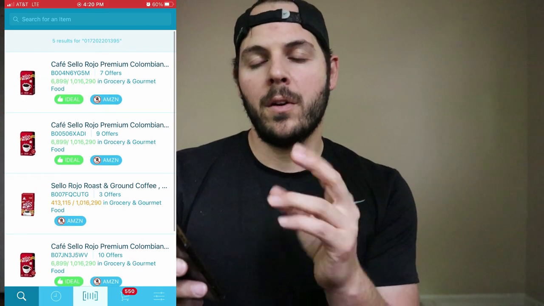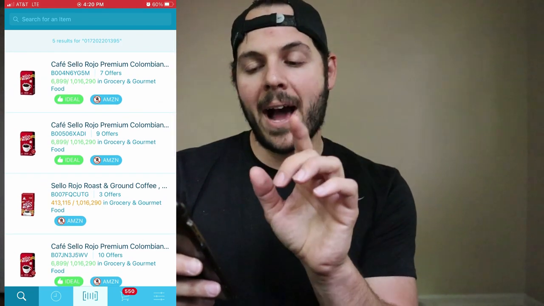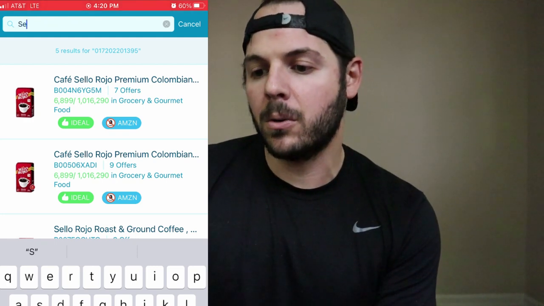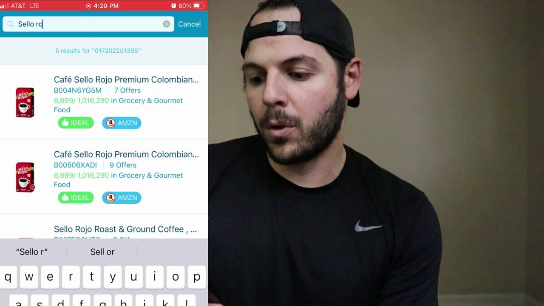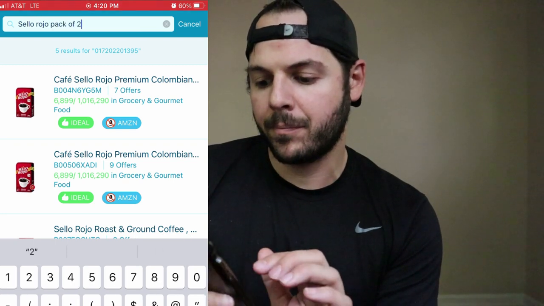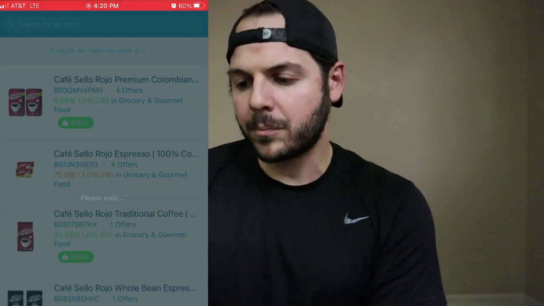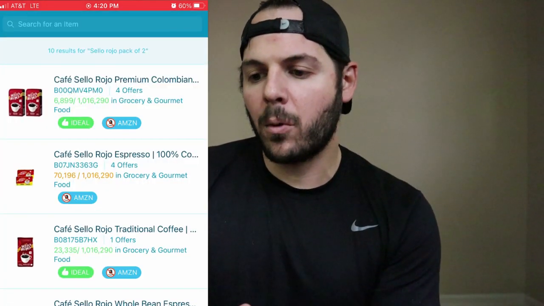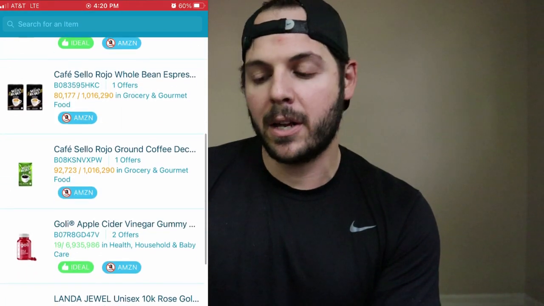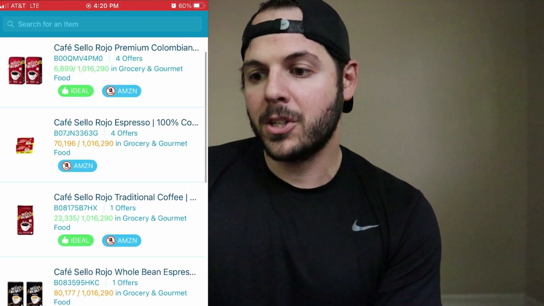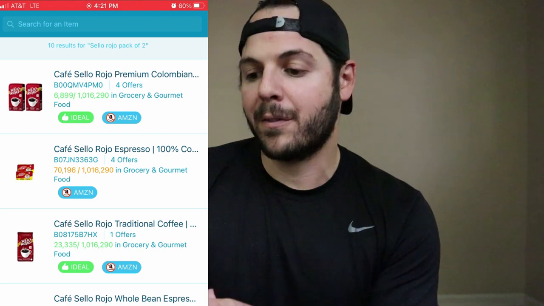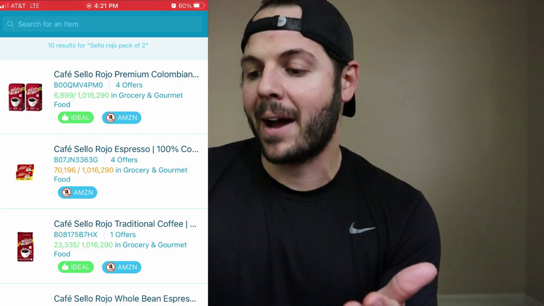I just want to show you visually the differences of what happens when, now, what I'm going to do is type in some keywords here at the top. So I'm going to do Cello Rojo, and I'm going to put pack of two at the end of that. Okay. And let's see what comes up. And so as you can see right away, these are all, for the most part, different listings. Now, some of these at the bottom aren't even the product or applicable, but just using the very one at the top, it's got two bags of coffee in the image, so I know it's a different listing, and it's clearly going to be a multi-pack, right?